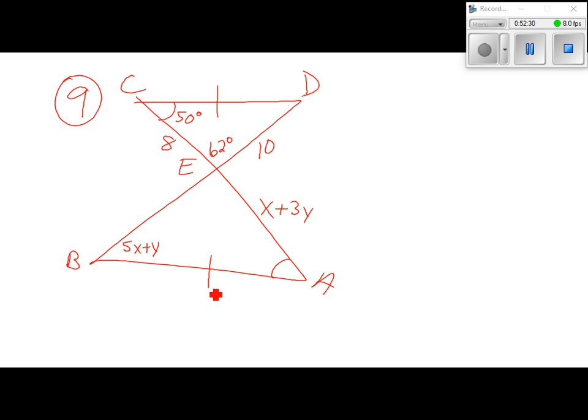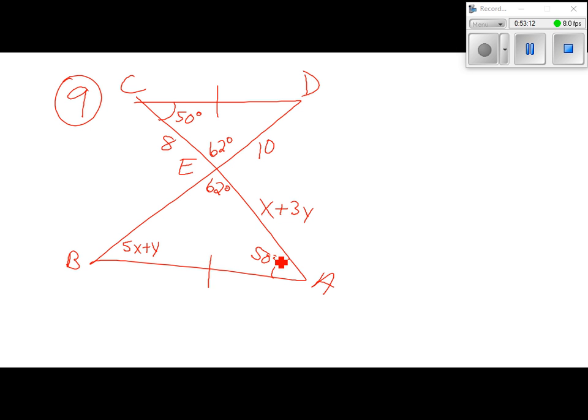Number nine is a little more difficult. Tell me something that we know in this picture. And I'll stand up here for the last 10 minutes if nobody tells me anything. Vertical angle is 62. That's 62 down there, we'll fill that in. The bottom right angle is 50. Those two were congruent, so that has to be 50. B is 5x plus y. That's true. That could go up there. Let's fill D in with something different. Something that we could find that's a little easier. Is it 68?